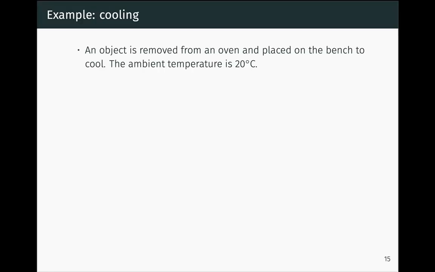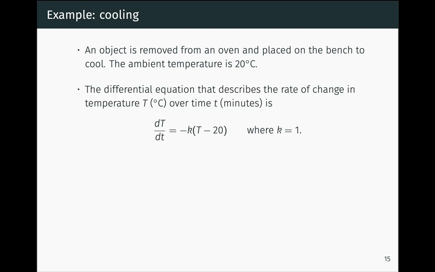Let's see. We're looking at an example of cooling. We all know about Newton's law of cooling. An object is removed from an oven and placed on a bench to cool. The ambient temperature is 20 degrees Celsius. The differential equation that describes the rate of change in temperature over time is as follows. Now, I've got k equals 1 here.